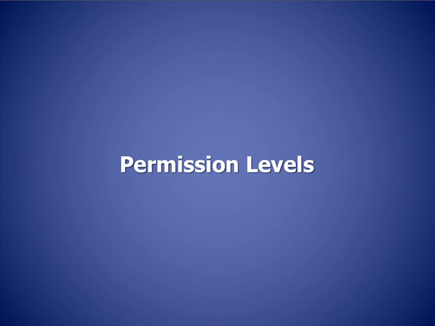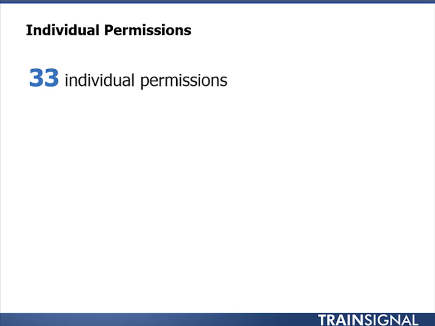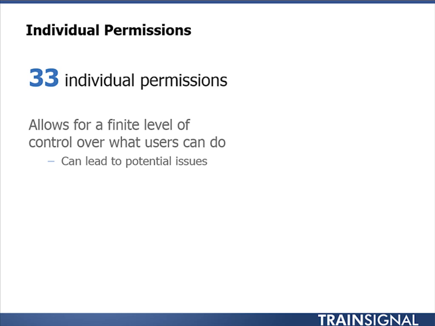Now, in SharePoint, what you're going to notice is that we have a bunch of permissions that are available to us. There's 33, in fact. And what's nice about the fact that we've got that many permissions is that it gives us a lot of control over what it is that we want the user, or more importantly, don't want the user, to be able to do.